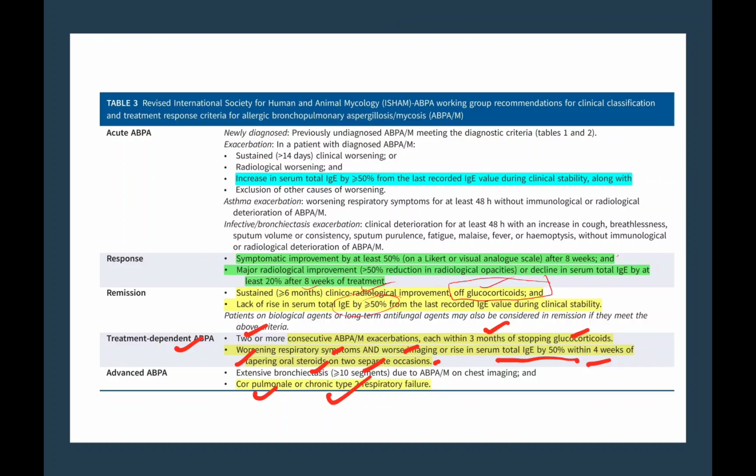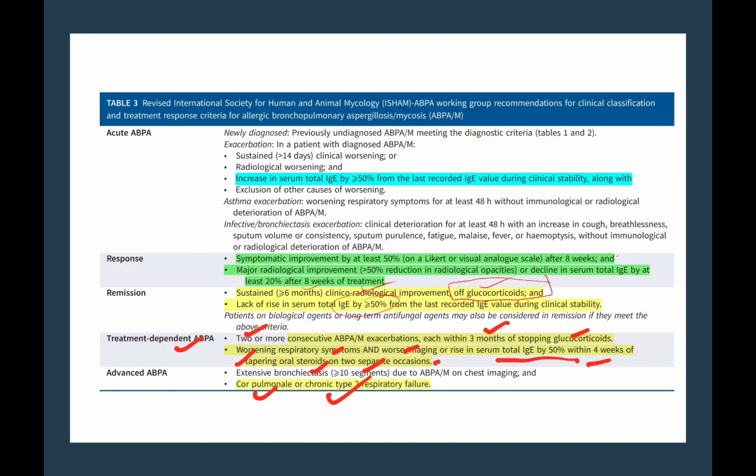So once again, acute ABPA exacerbation: if the patient has more than 2 weeks of symptoms with clinical worsening and an increase in IgE by 50% from baseline. And we have to rule out asthma exacerbation and bronchitis exacerbation. Then treatment response: a patient we have been treating for 8 weeks, with clinically 50% improvement, radiologically 50% improvement, and 20% decline in serum total IgE. Remission: the patient is off steroid and has more than 6 months of clinical and radiological stability.